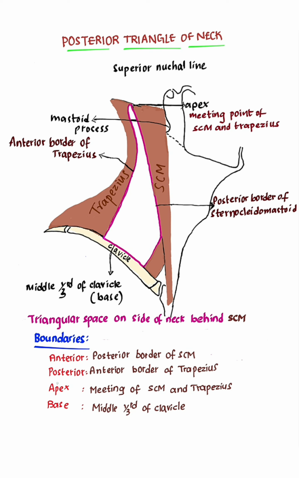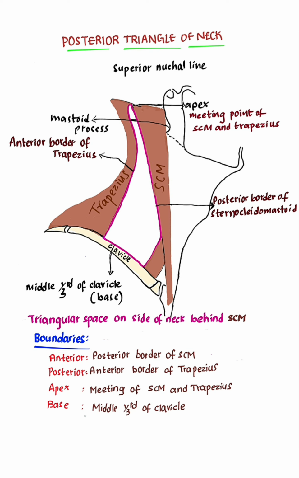Boundaries of the posterior triangle. Anteriorly, the posterior border of sternocleidomastoid. This is the anterior boundary. Posteriorly, the anterior border of trapezius. Apex is formed by the meeting point of sternocleidomastoid and trapezius at the superior nuchal line of the occipital bone.